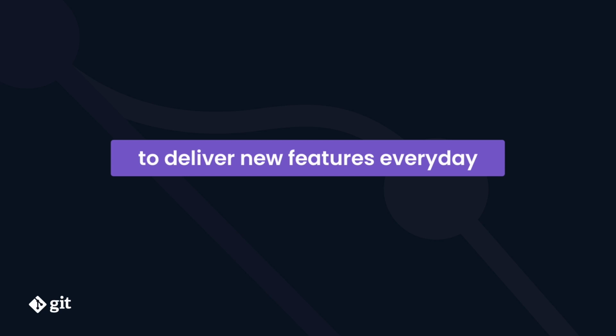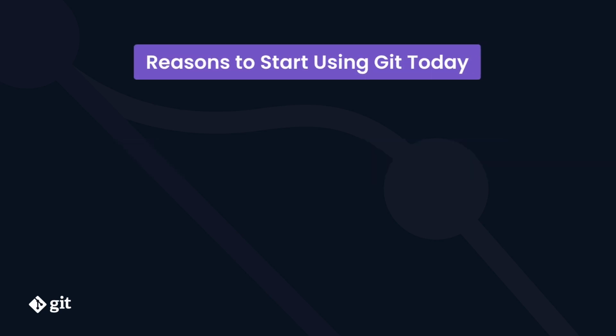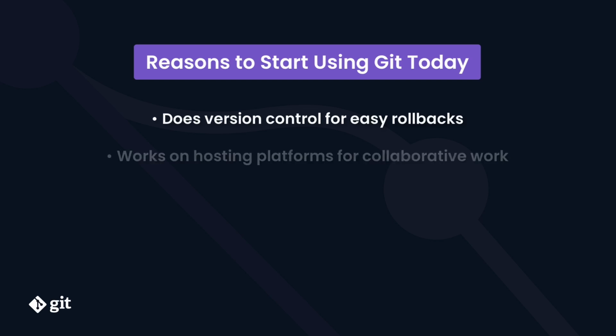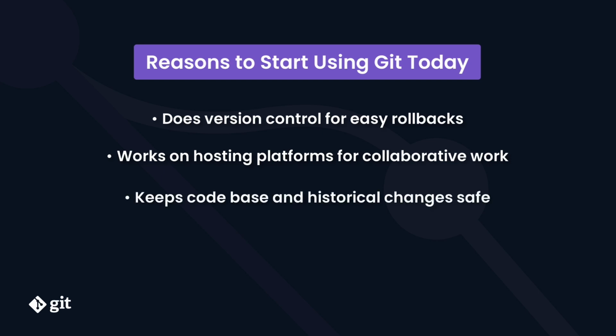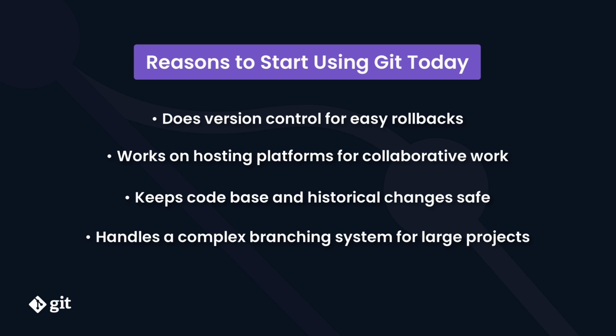So to recap, here are a few reasons why you should start using Git today. Git offers version control for easy rollbacks. Git can work on hosting platforms like GitHub for collaborative work. These platforms keep your code base and all its historical changes safe. Git also handles a complex branching system, so large software projects can be maintained smoothly.